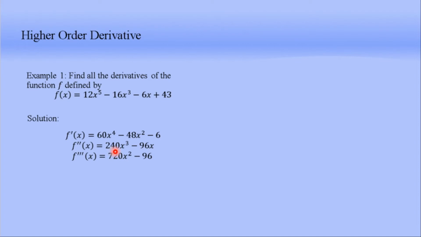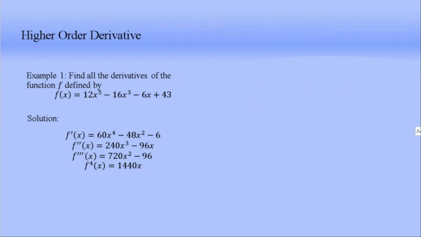So it's 240 times 3, that is 720. Then 3 minus 1 is x squared. Then the derivative of negative 96x is just 96. You can still find the derivative of this derived function. So 720 times 2 is 1440x, and then the derivative of negative 96 is 0.